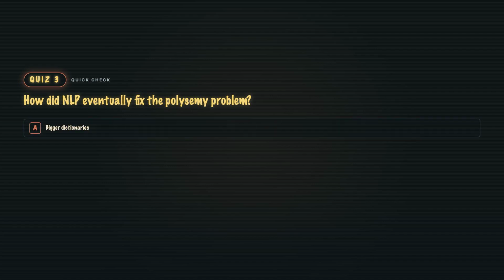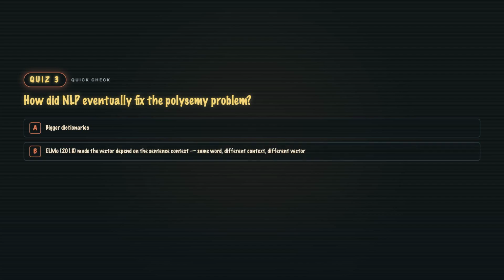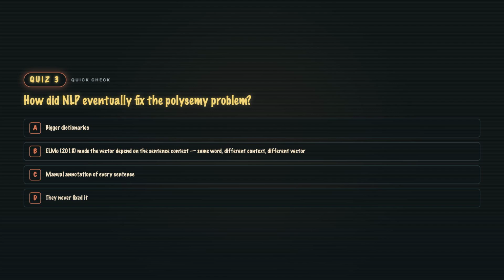How did NLP fix polysemy? A. Bigger dictionaries. B. ELMo in 2018 made the vector depend on sentence context, same word, different context, different vector. C. Manual annotation. Or D. They never fixed it.